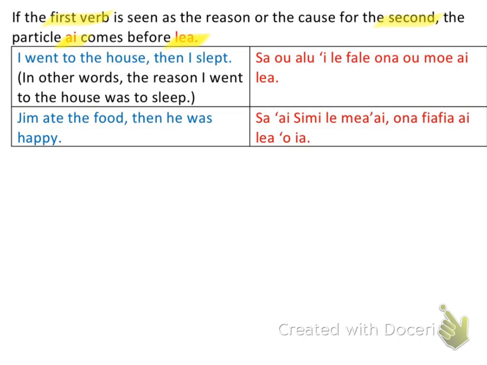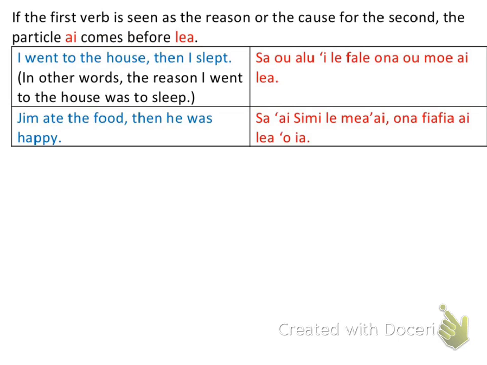Let me walk you through an example real quick. I went to the house. I would just use my normal sentence structure abilities. Sa o alo I le whale. And then I slept. In other words, the reason I went to the house was to sleep. The first verb, went to the house, then I slept. The reason I went to the house is because I wanted to sleep. This is where you use the rule: the particle I comes before leia. That's the only thing that changes.